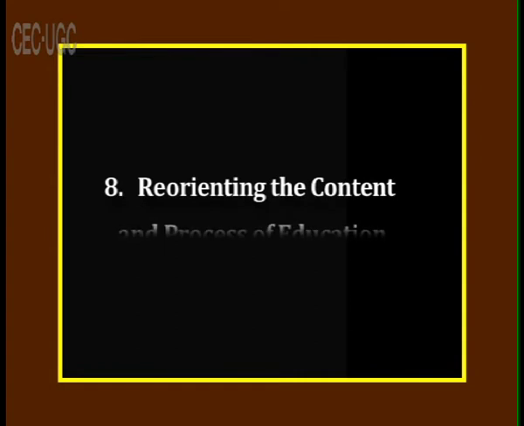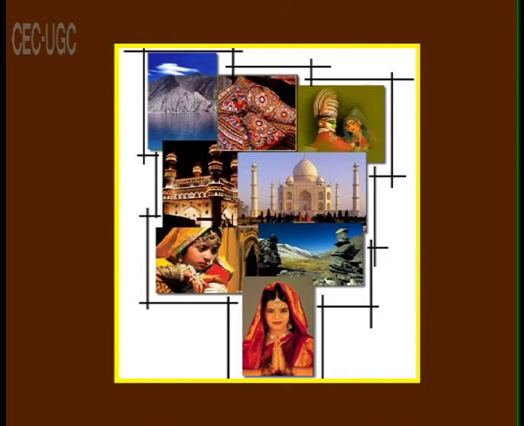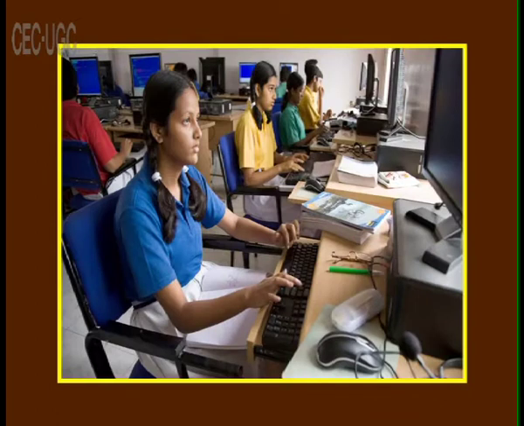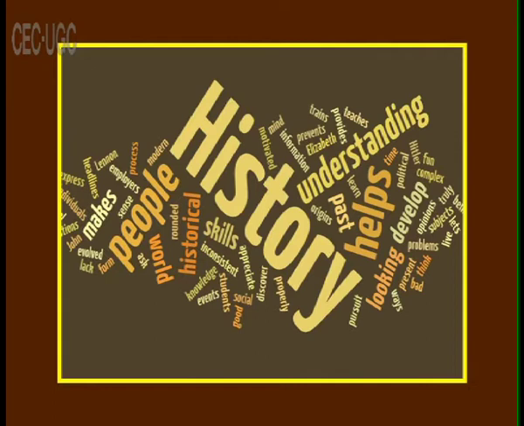Now, reorienting the content and process of education. The policy emphasized the reorientation of content and process of education. The existing schism between the formal system of education and the country's rich and varied cultural traditions needs to be bridged. The preoccupation with modern technologies cannot be allowed to sever our new generations from the roots in India's history and culture.